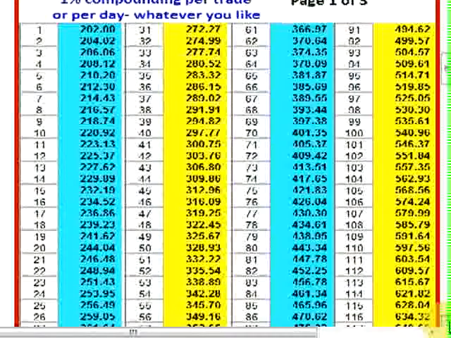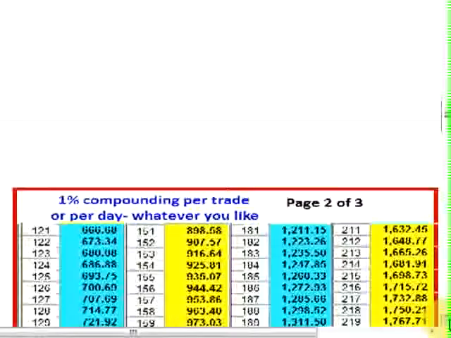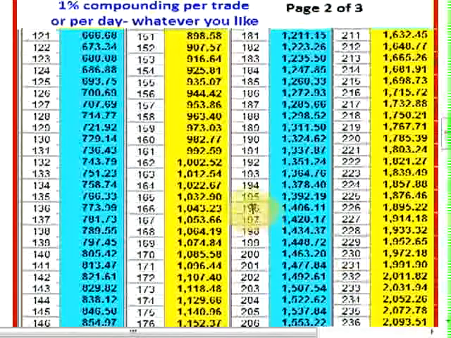Now let's scroll down some to the next panel, and you're still compounding 1% per trade. At the 200th trade, your $200 has become $1,463, or about 7 times what you had before. And that is at the 200th trade. In other words, in about 200 trades, if you're running 10 trades a day, that's 20 days. You multiplied your account by a factor of 7, and that's with 1% compounding.